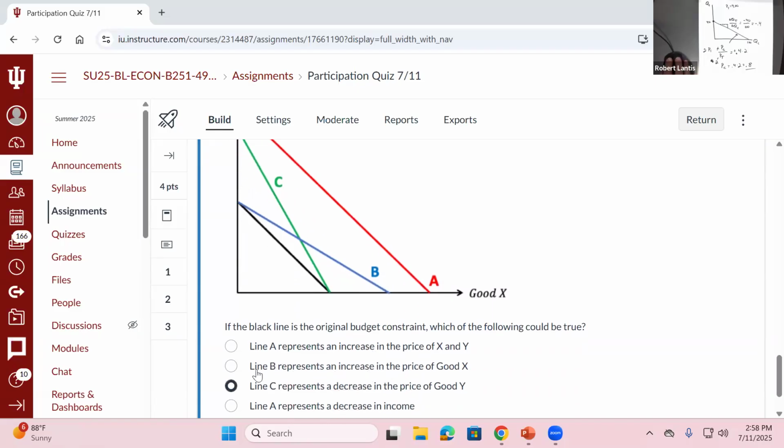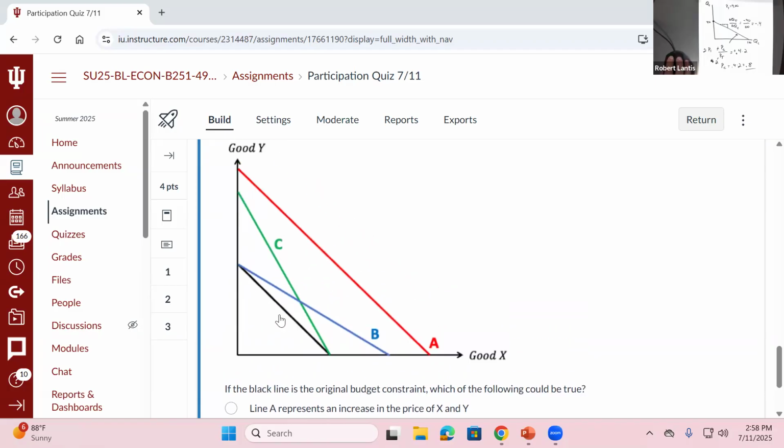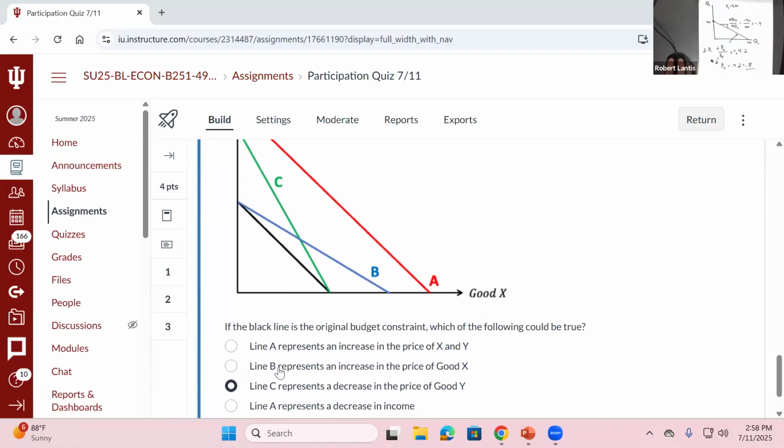So that's, the price of X, sorry, I'm talking too fast. If I can afford to buy more of good X, that must mean what? The price actually is lower, right? So B wouldn't be an increase in the price of good X. It would actually represent a decrease in the price of good X.